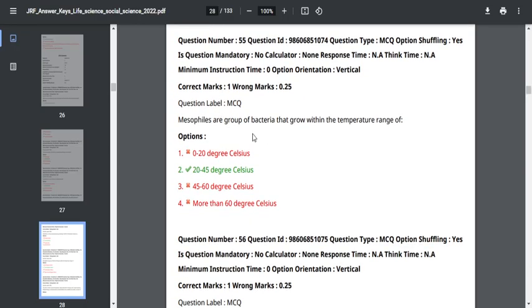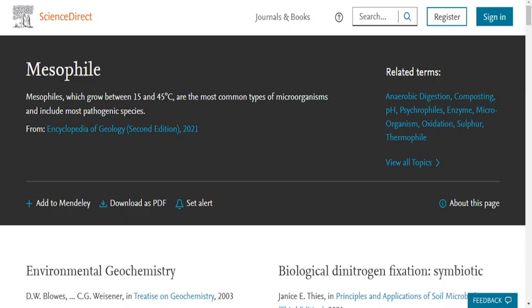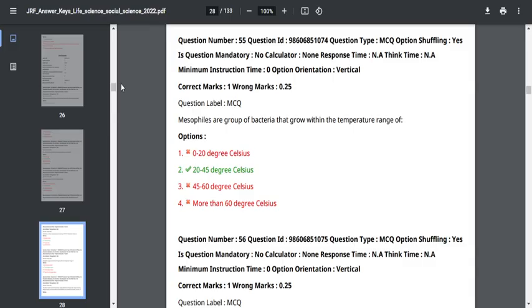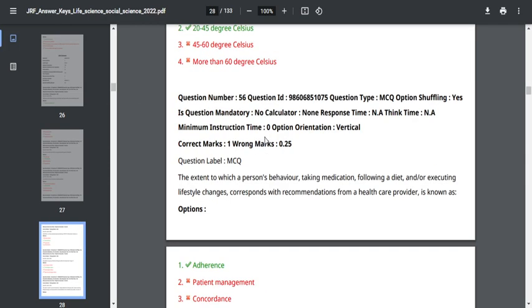Next, mesophiles are the bacteria that grow within a temperature range of... these mesophiles have the capacity to grow between the temperatures of 15 degrees Celsius to 45 degrees Celsius. So the correct answer is 20 to 45 degrees Celsius.